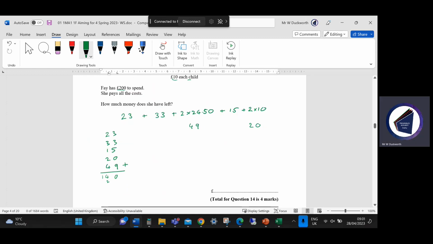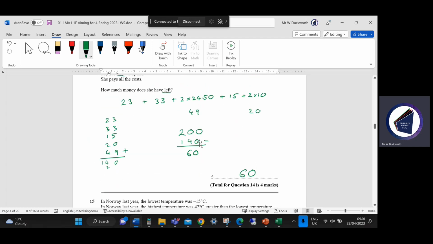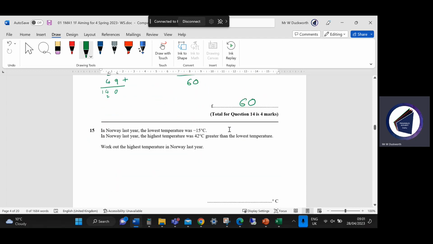So if she spends £140 on the ticket and she has £200, it actually says how much money does she have left. So I've not answered the question yet. £200 minus £140 is going to give her £60 left over. And you may well have broken that down differently, but that's how I've gone for now.